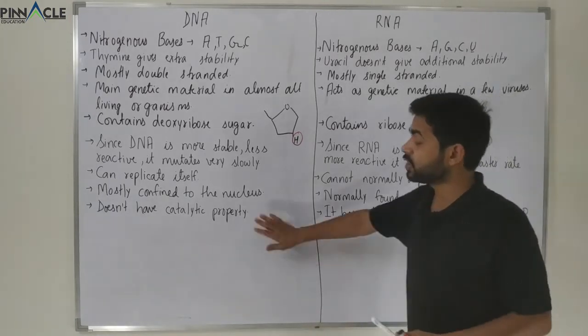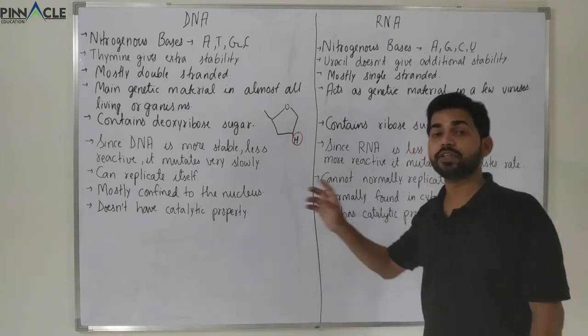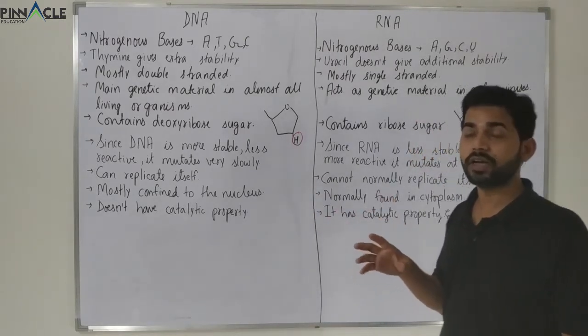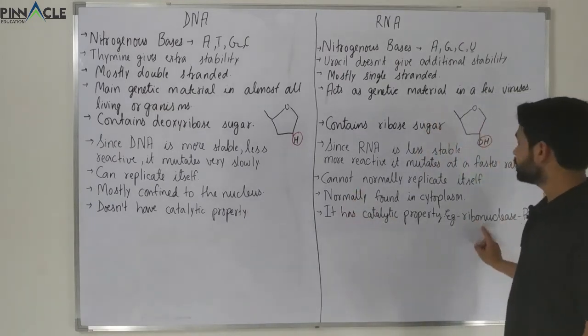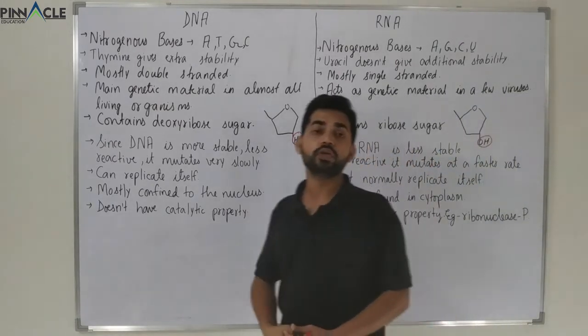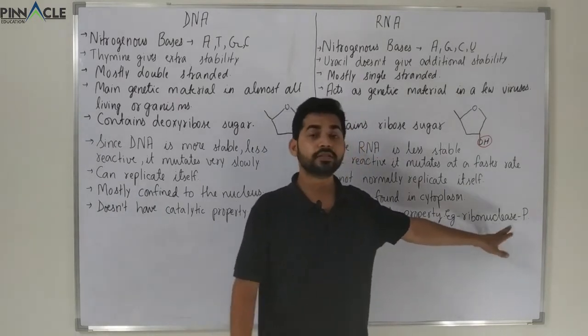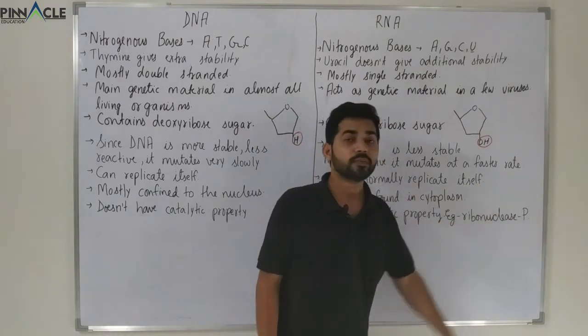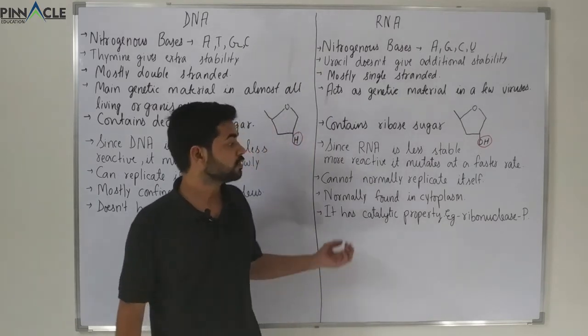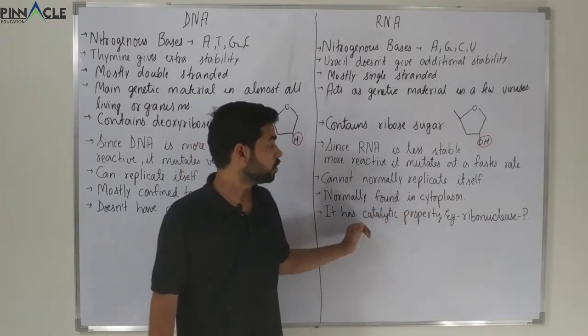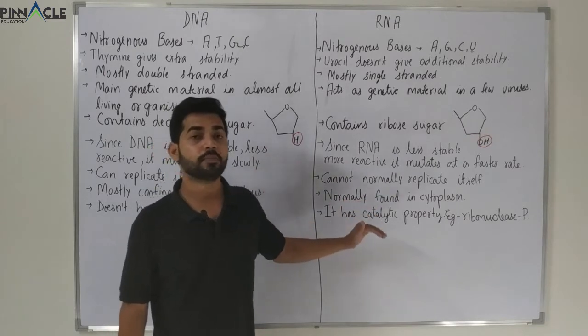It can act as an enzyme, since we know that biological catalysts are called enzymes. For example, there is an enzyme called ribonuclease. It's an RNA enzyme. Apart from that, there is also another enzyme called peptidyl transferase. That is also an RNA based enzyme. So it can have catalytic property.